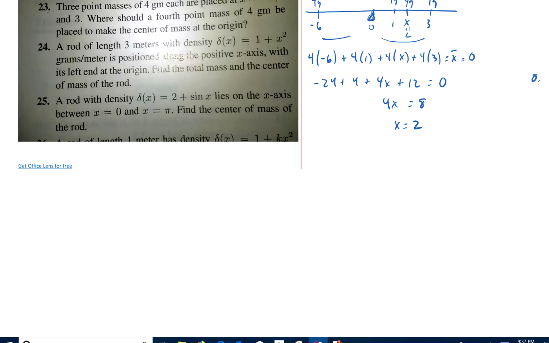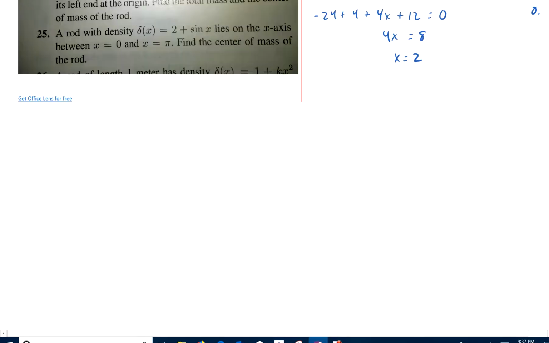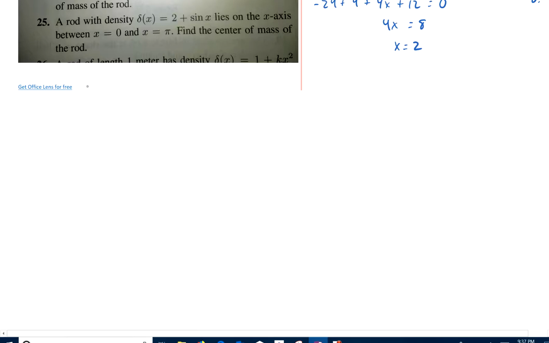Let's look at 25. Now I've got a rod with density given by that formula. So here's a rod, it's pi units long, and the density is given by 2 plus sine of x, where x is my distance from the origin. So at any x, the density at that point is given by 2 plus sine of x.